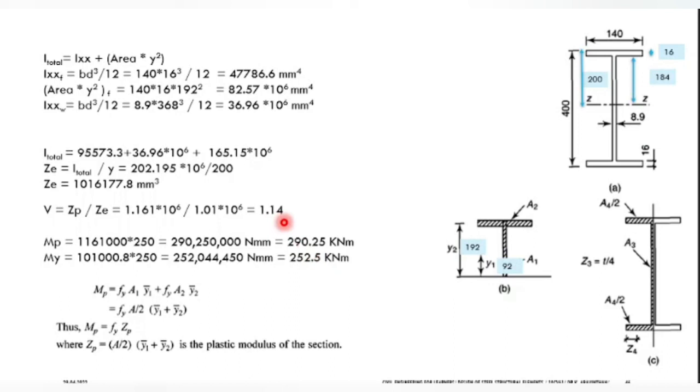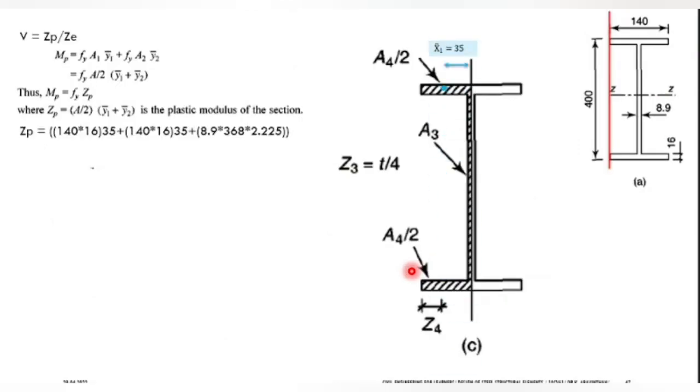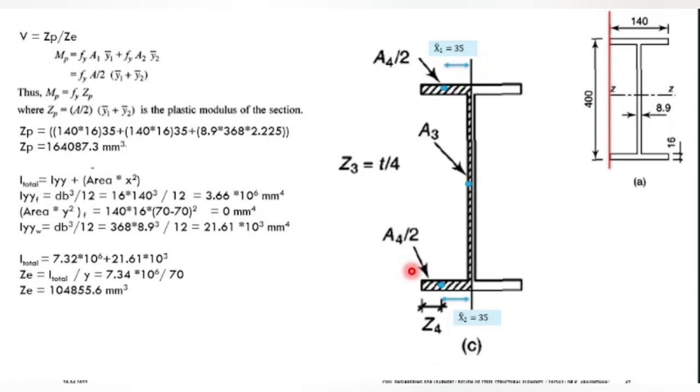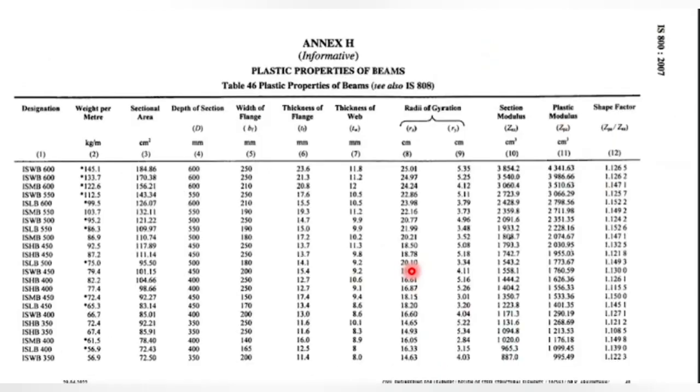Now, what is the difference you are finding here? Even though this section might be taking a higher moment of resistance at the x-axis, what is your understanding? The shape factor is how much? 1.14. But if you are twisting this beam, your shape factor is how much? 1.56. So it takes more plastic load before the collapse. So this is another understanding. So you can find this for whatever section is given to you.